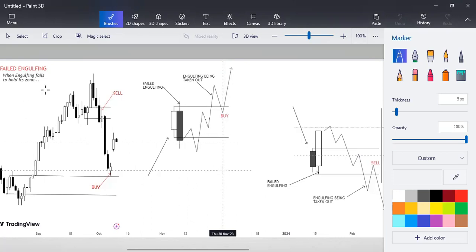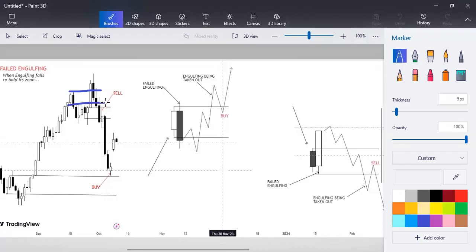So when engulfing fails to hold its zone, see what happened here. Price moved downward. This is supposed to be a rally, right? It's supposed to be a rally, but it turns into a sell, as this engulfing pattern was taken out. Then we have another one here too.